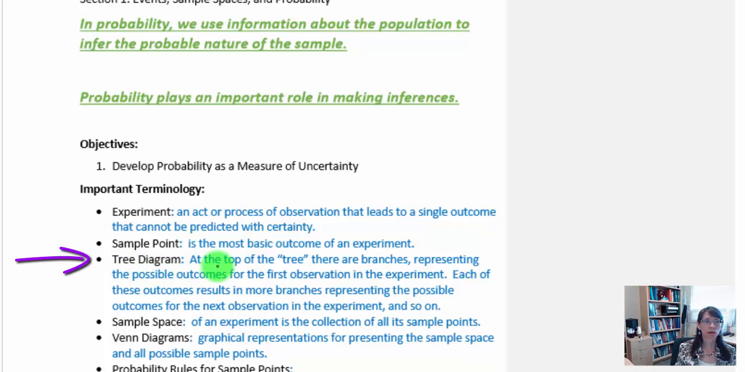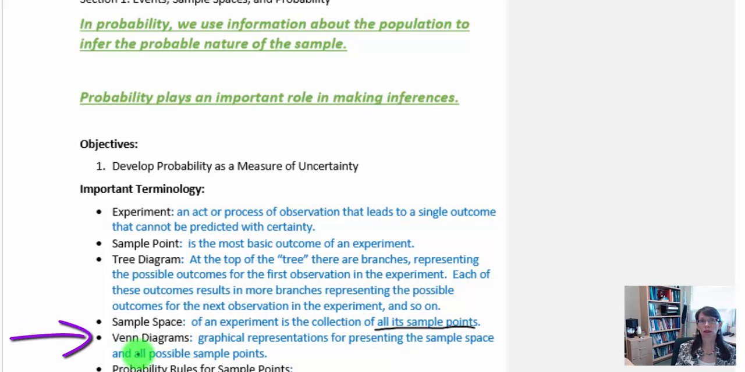The tree diagram can be used in problems like coin flipping to help us illustrate all the possible outcomes of the experiment. A tree diagram is a drawing to depict possible outcomes in an experiment. At the top of the tree, there are branches representing the possible outcomes for the first observation in the experiment. Each of these outcomes results in more branches representing the possible outcomes for the next observation in the experiment, and so on. The sample space of an experiment is the collection of all its sample points.